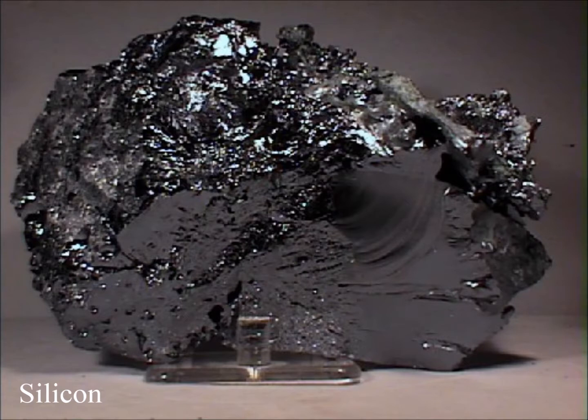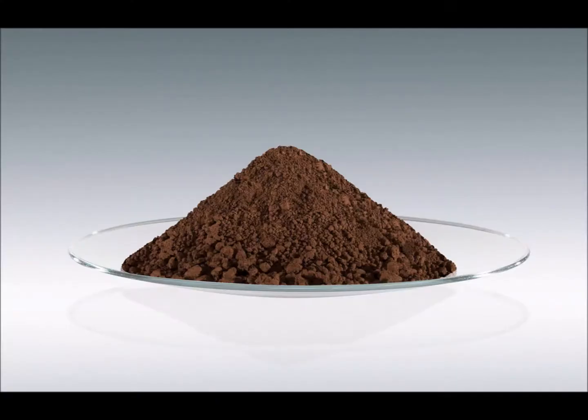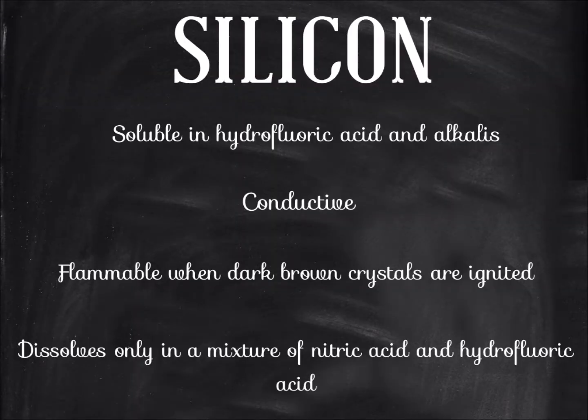Silicon is the second most abundant element, with oxygen being the first. Pure silicon is a hard, dark gray solid, and it's also lustrous. Silicon has two allotropic forms, a brown amorphous form and a dark crystalline form. It's also soluble in hydrofluoric acid and alkalis.